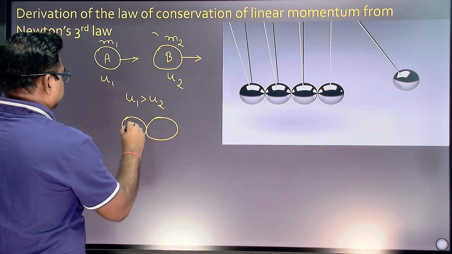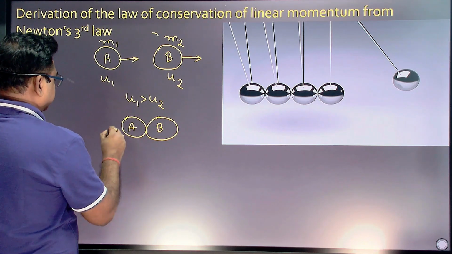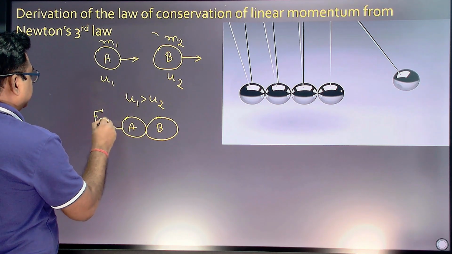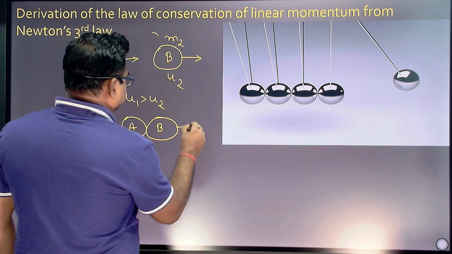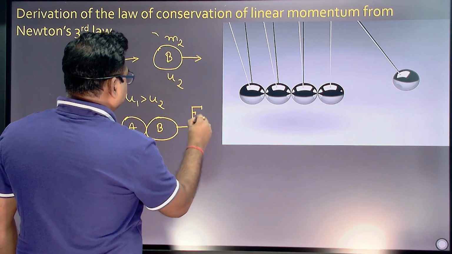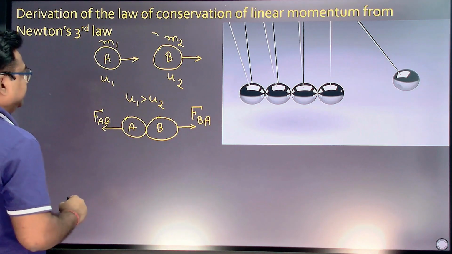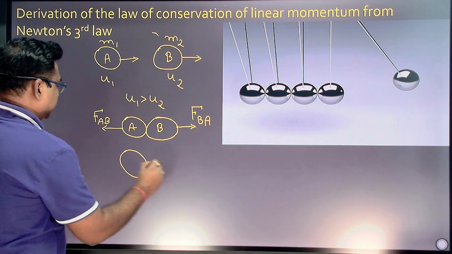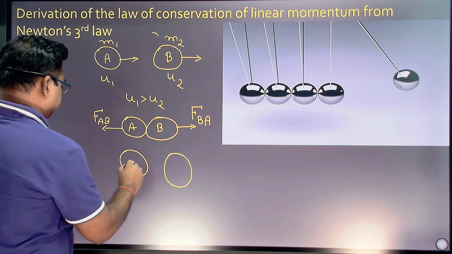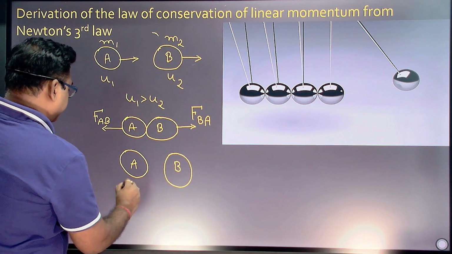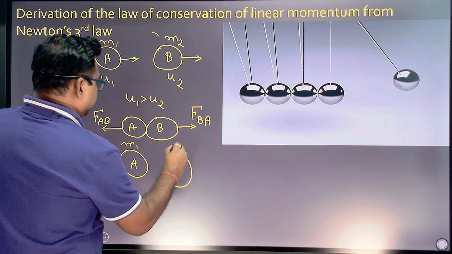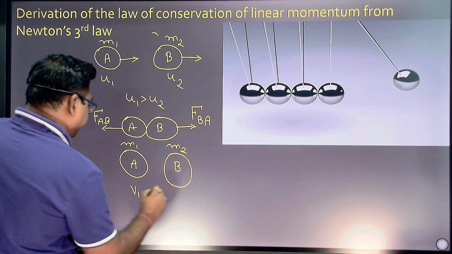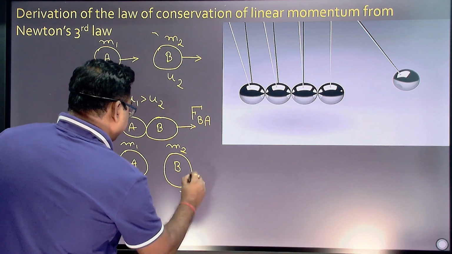Forces act on A due to B, and on B due to A. After collision, again we have body A and body B. The masses will not change, but the velocities will change. They become v1 and v2.